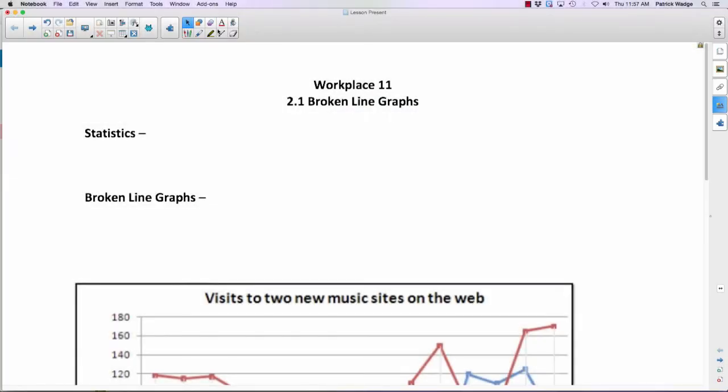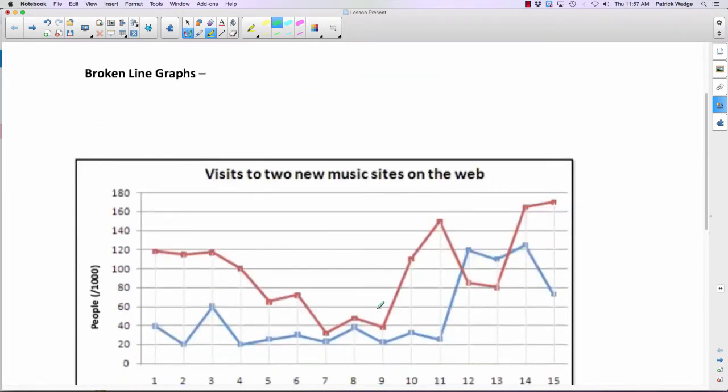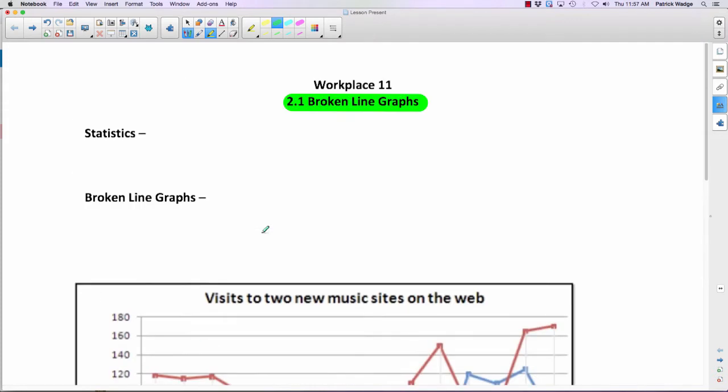Okay, it's time to start a new section, unit, chapter, I suppose. We're going to talk about graphs a lot in this chapter. So we're going to start by going through all sorts of different types of graphs, 4 or 5 different types. Today we'll talk about broken line graphs. Really important type of graph. I know you're familiar with them, stuff that looks like this, right? You've seen stuff like that before.